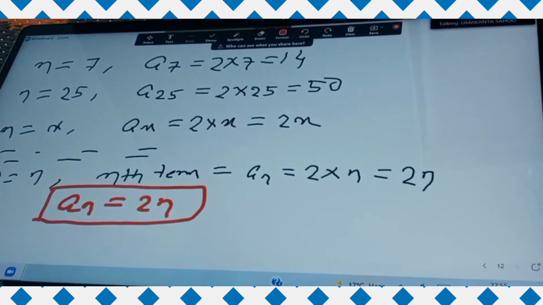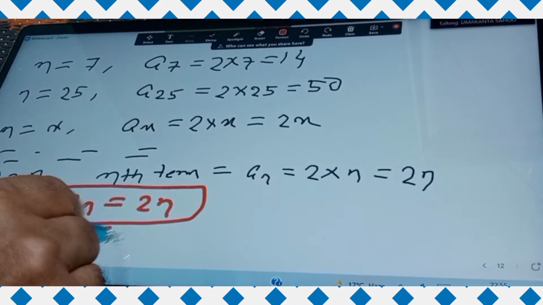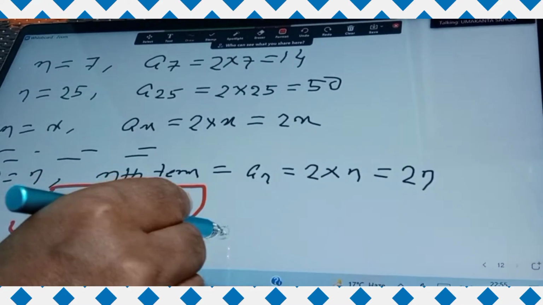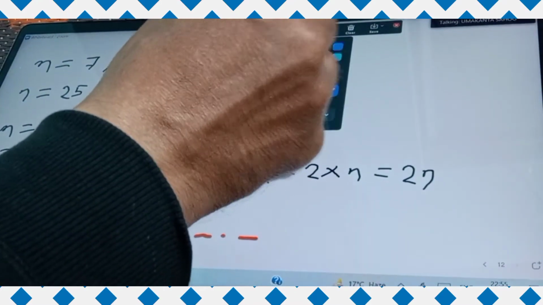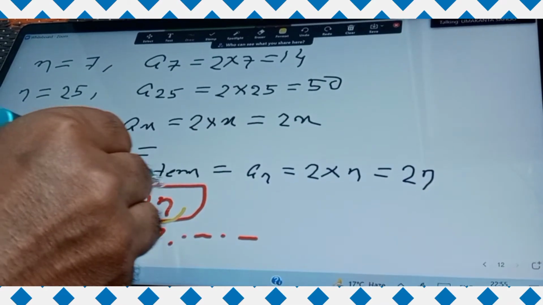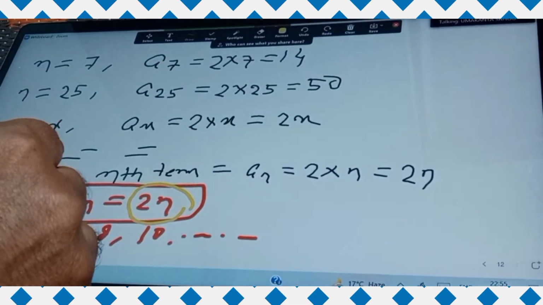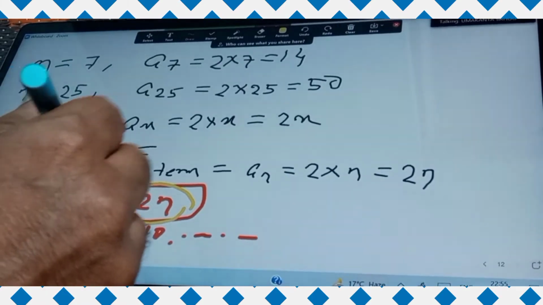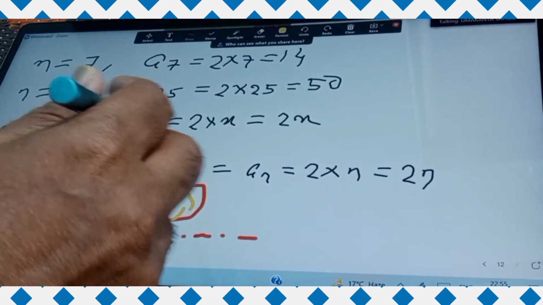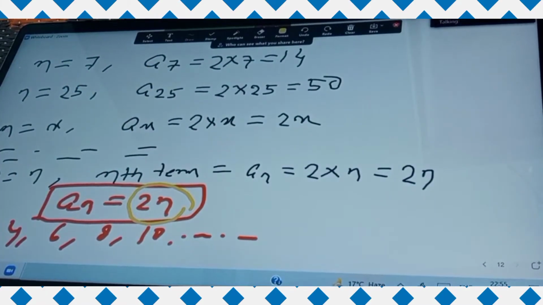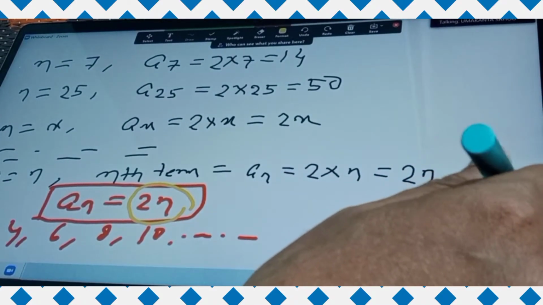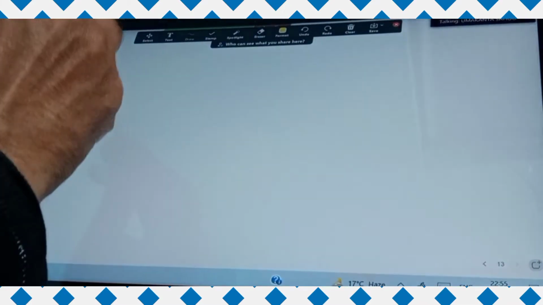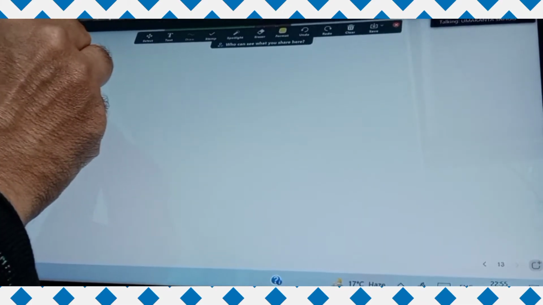The sequence 2, 4, 6, 8, 10, and so on, the set of even natural numbers, can be expressed by the single general formula 2n. Is it clear? Since every term of the sequence can be expressed by a single general formula, an explicit formula, 2, 4, 6, 8, 10 is a progression. Can you say it is a progression? Yes. Let's check. What is the general formula?